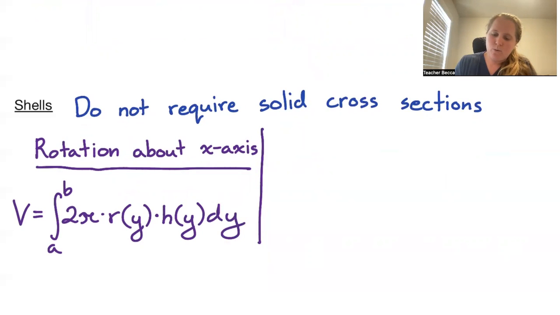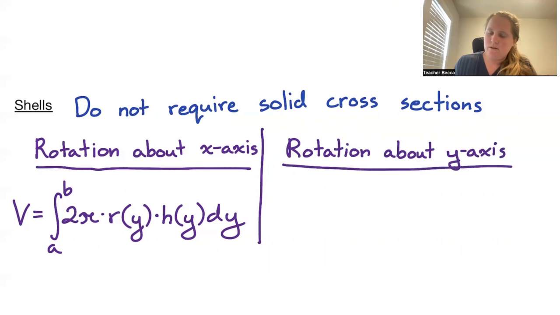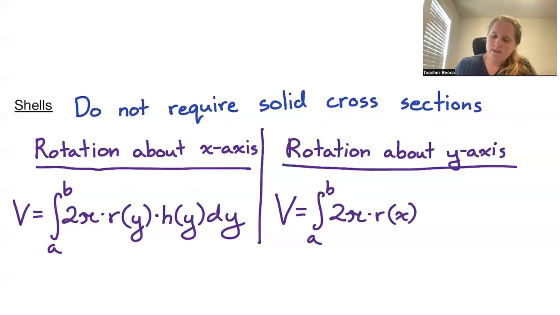For rotation about the y-axis, these are the cylinders vertically. Since our circles are horizontal, the cylinder will be vertical. And so our thickness is dx. We have V is the definite integral from a to b of 2 pi times r of x times h of x dx.